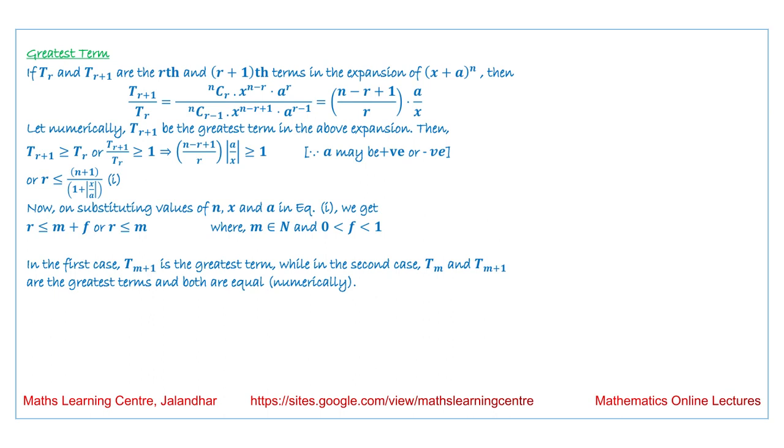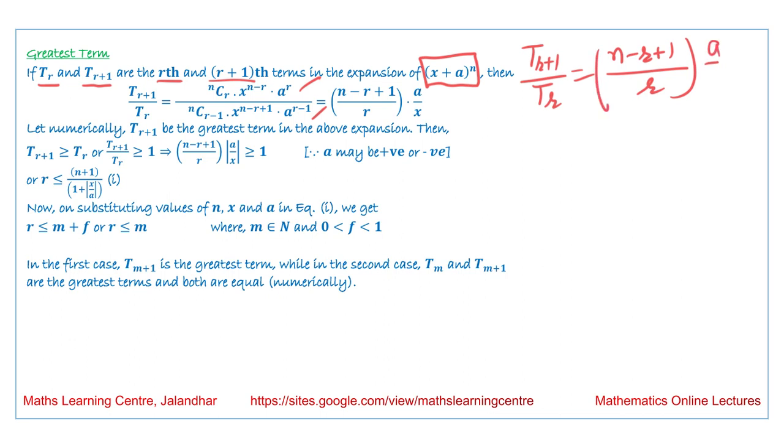Next is to find the greatest term. We are saying that if t_r and t_(r+1) are the r-th and (r+1)-th terms in the expansion of (x plus a) raised to the power n, we calculate the ratio of t_(r+1) over t_r. We have shown these calculations over here. The answer we obtain is (n minus r plus 1) over r into a by x.